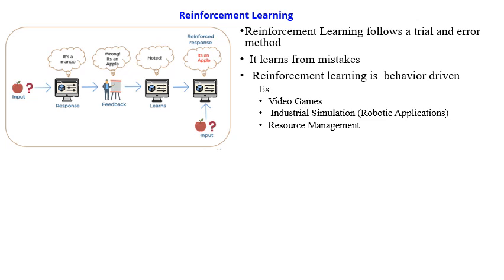If you look at the diagram, first an input is given. First, the algorithm says that it is a mango. That is the response. Then some tutor or person is there to give feedback. He says that no, this is not a mango. This is an apple. With this feedback, the machine tries to learn what the input is. So it says that yes, I noted. Then it is able to identify the apple correctly. So in general, in reinforcement learning, the learning happens with the help of the mistakes it makes.